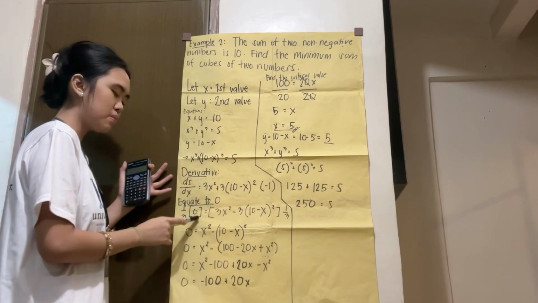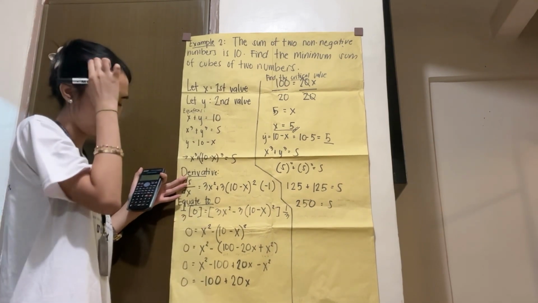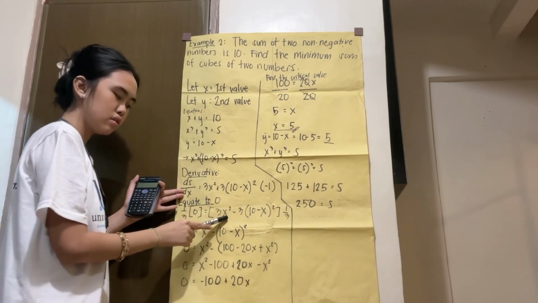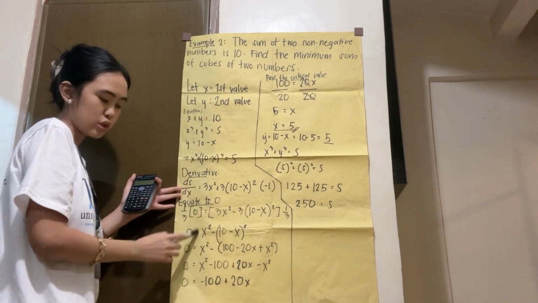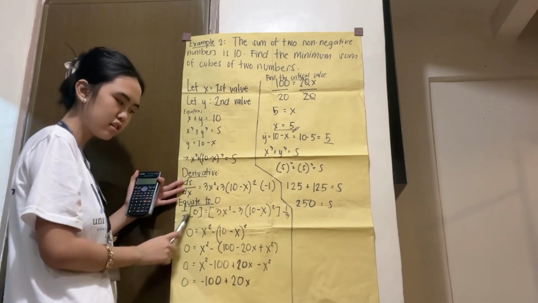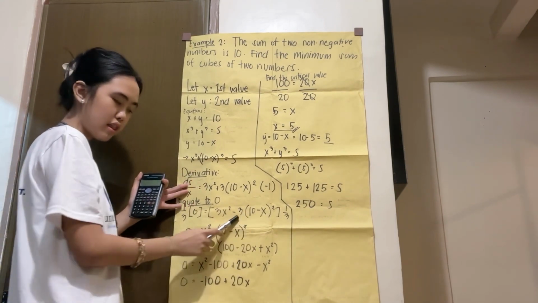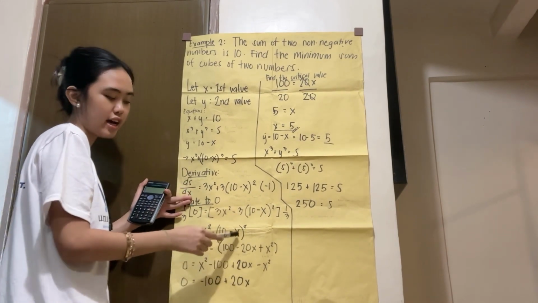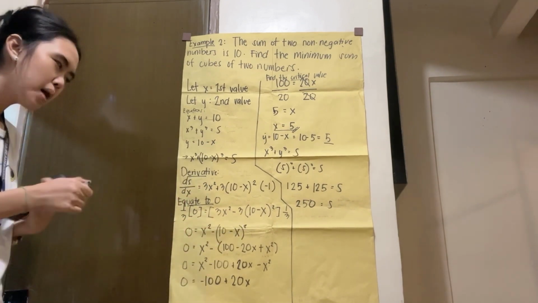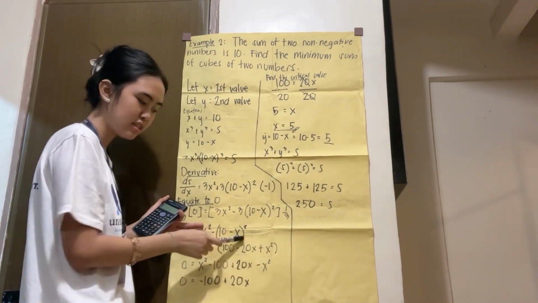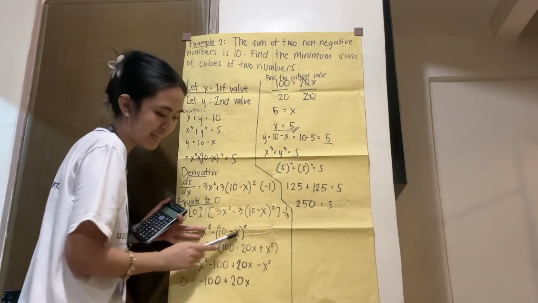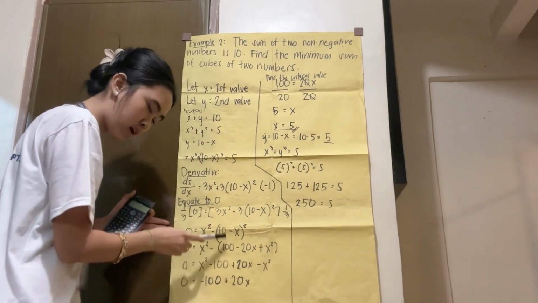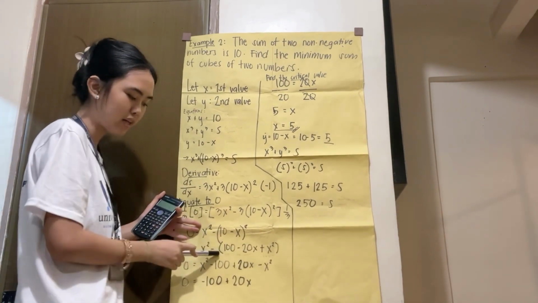So, 1/3 times 0 is equal to 0. 1/3 times 3x squared, so we are left with just x squared. Then 1/3 times this, we just cancel the 3, so what remains is 10 minus x squared. But this is a binomial equation, so we need to expand it.